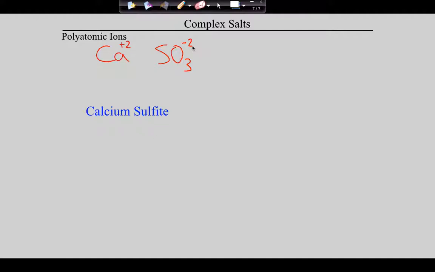So now we have their formulas and their charges, and just like last time, we just need to make them balance. So +2 and -2 first meet up at 2. What that means is we only need one of each ion. So when we bring these together to write the formula, we need 1 calcium, we need 1 sulfite, and that would be the chemical formula for calcium sulfite. 1 calcium and then sulfite, which is SO3, and we need 1 of those. And so this chemical formula then for calcium sulfite is CaSO3.